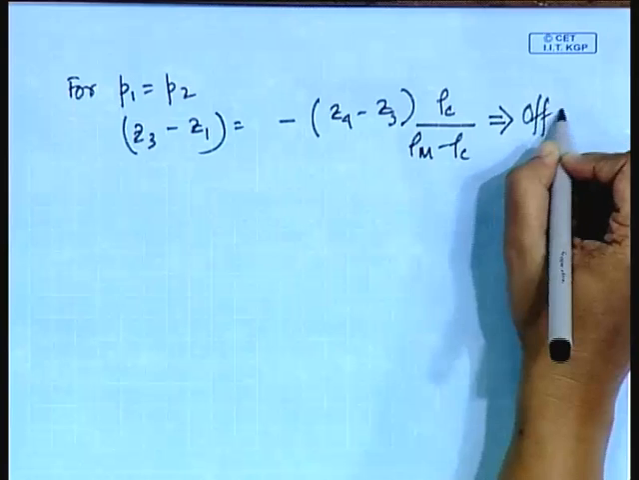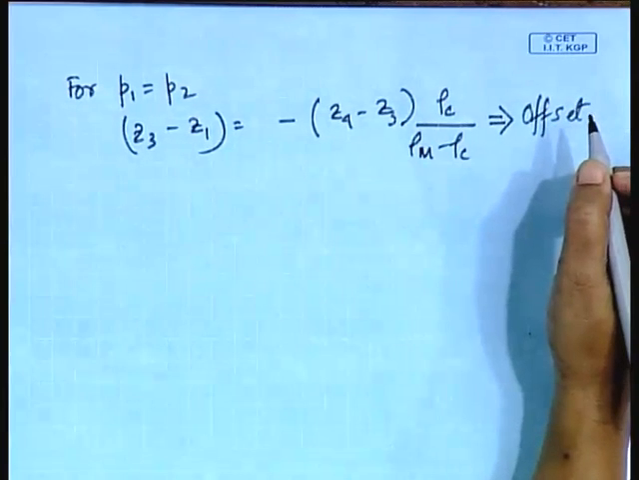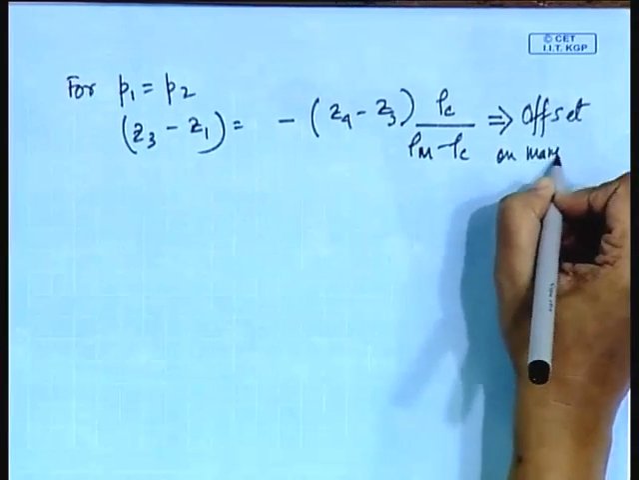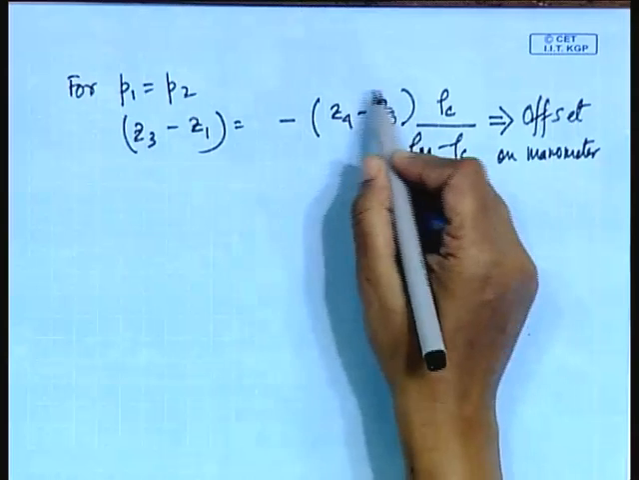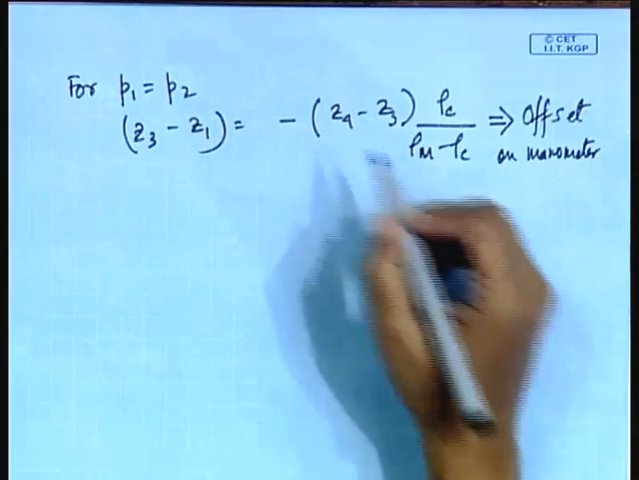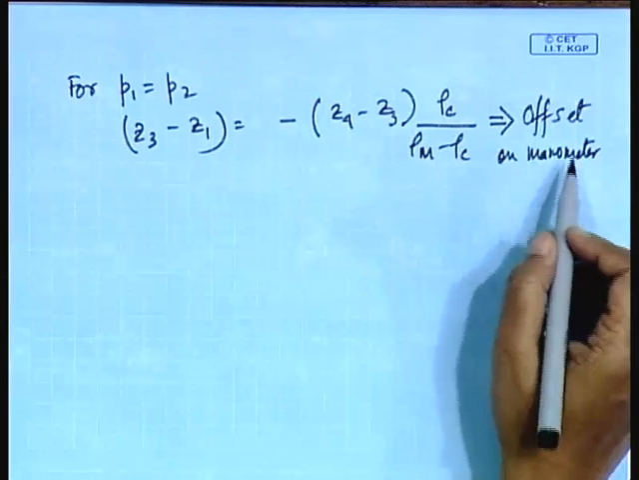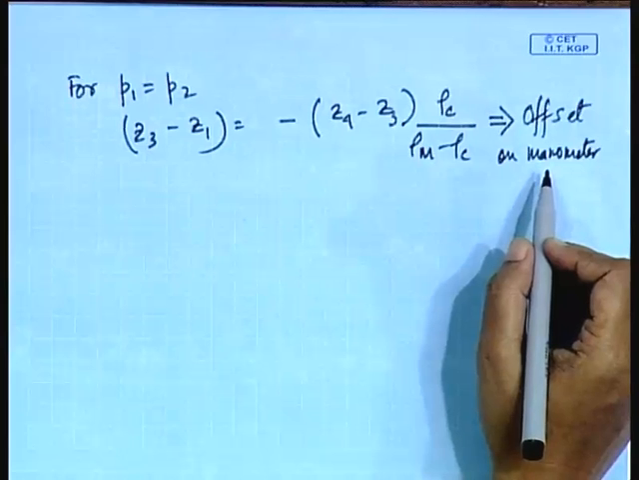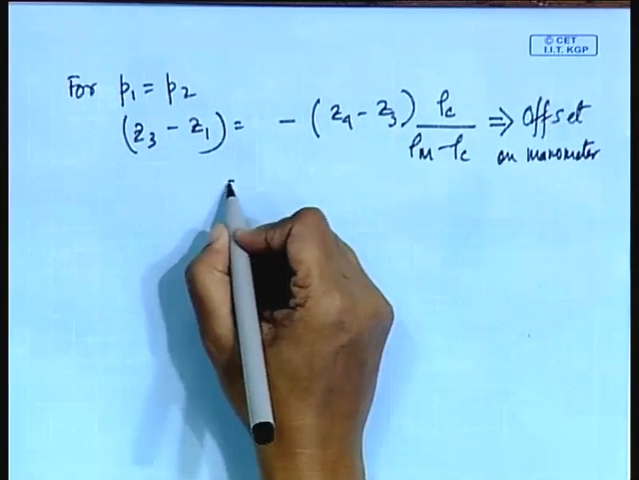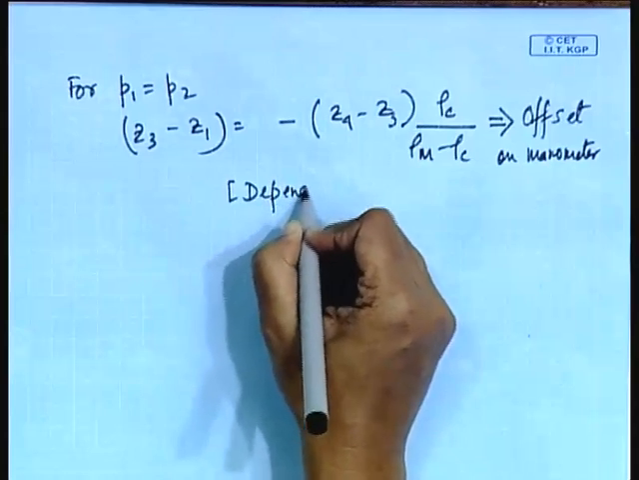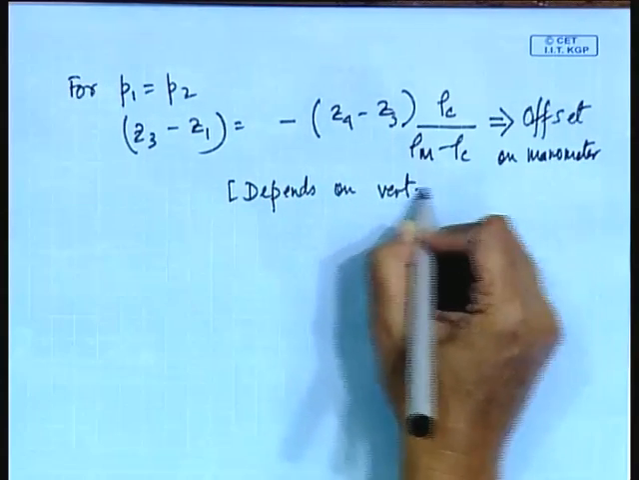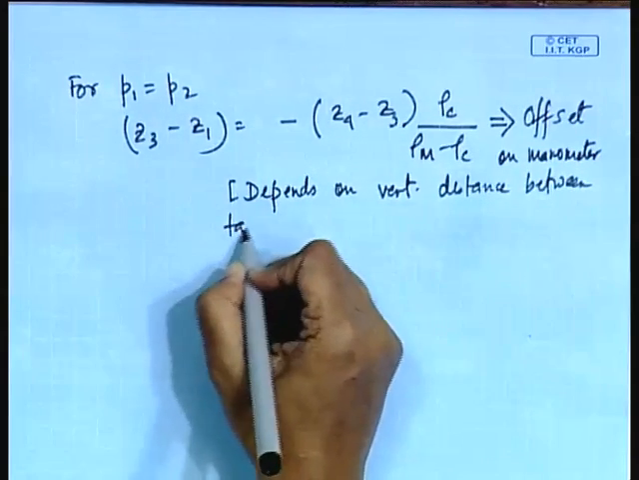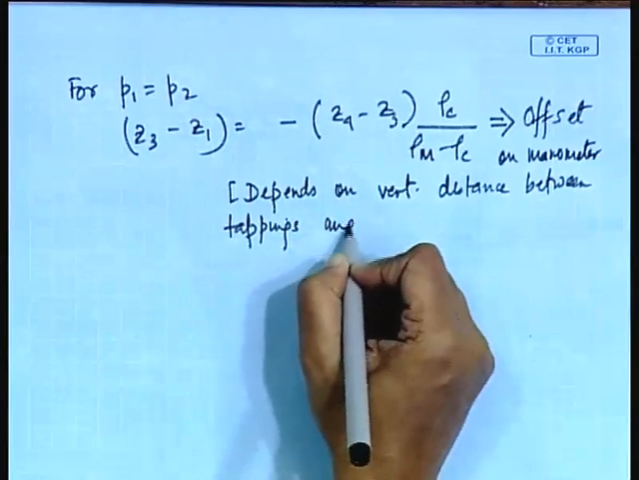Have you heard of something like the offset in process instrumentation? This is the offset on a manometer. This offset has to be kept in mind, and it has to be compensated or taken into consideration when we measure the pressure drop. So, what does it depend on? It depends on the vertical distance between the tappings, and it also depends on rho c, isn't it? So the offset depends on these two things.